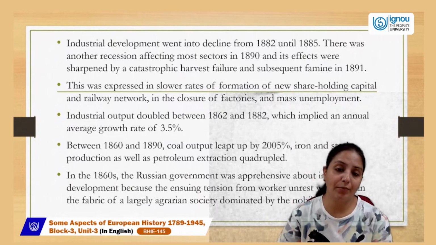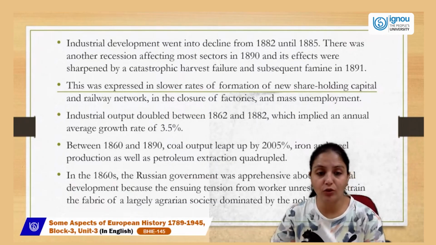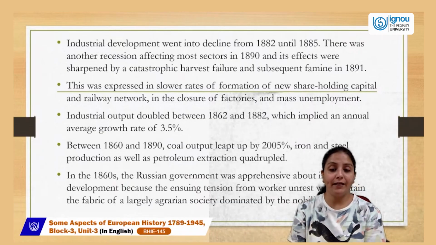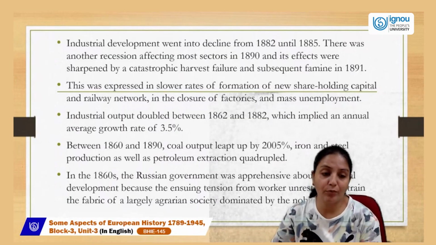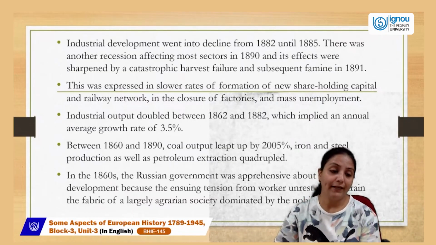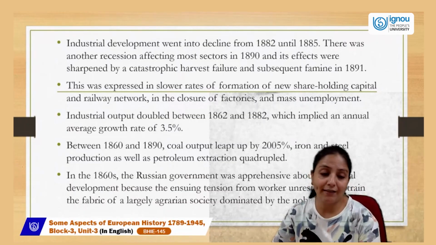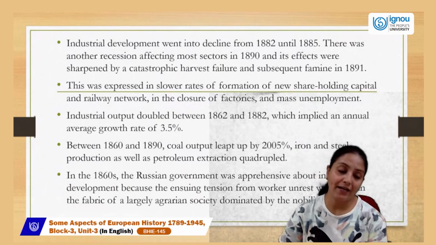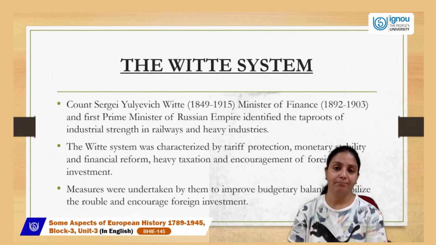Industrial output doubled between 1862 and 1882, which implied an annual average growth rate of 3.5%. Between 1860 and 1890, coal output leaped up by 2005%. Iron and steel production as well as petroleum extraction quadrupled. In the 1860s, the Russian government was apprehensive about industrial development because the ensuing tension from worker unrest would strain the fabric of a largely agrarian society dominated by the nobility.